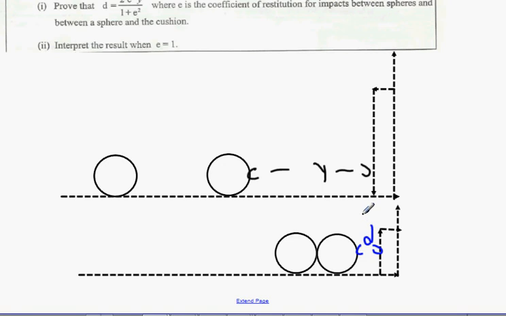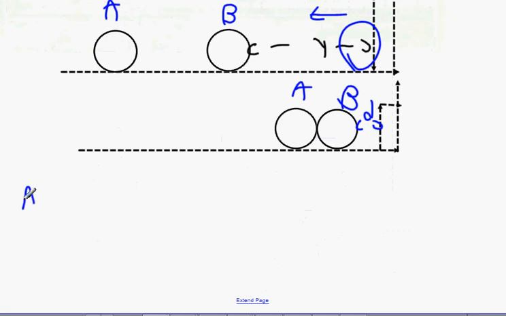Now, so the story is A hits B a distance y from the board. B rebounds off the wall. This is A, B. B hits the wall, rebounds, and then collides with A at distance d from the wall. Okay, let's go for our first collision.